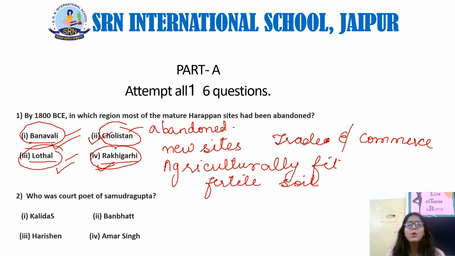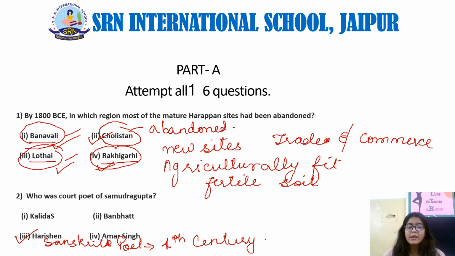Who was the court poet of Samudragupta? The answer is very simple, Hari Sen. Now Hari Sen was the court poet, and he was a Sanskrit poet as well, and he was related to the 4th century. I'll write here, he was a Sanskrit poet and he was related to the 4th century.